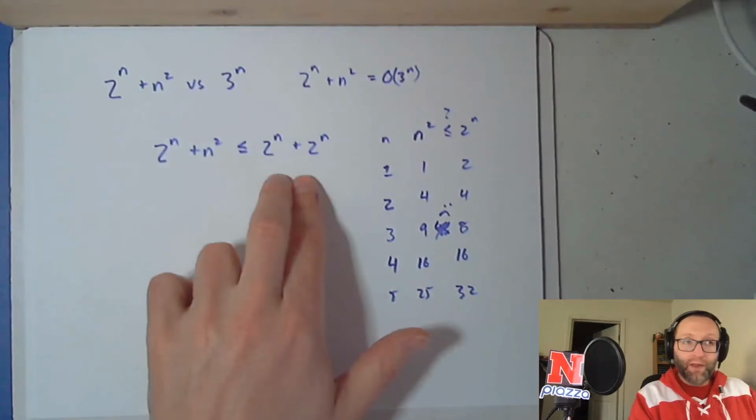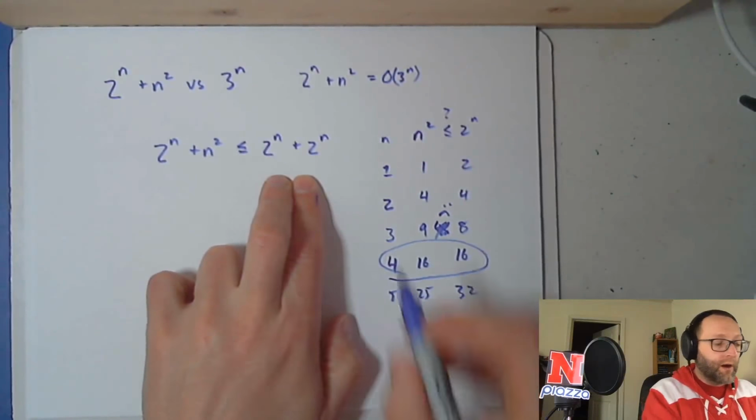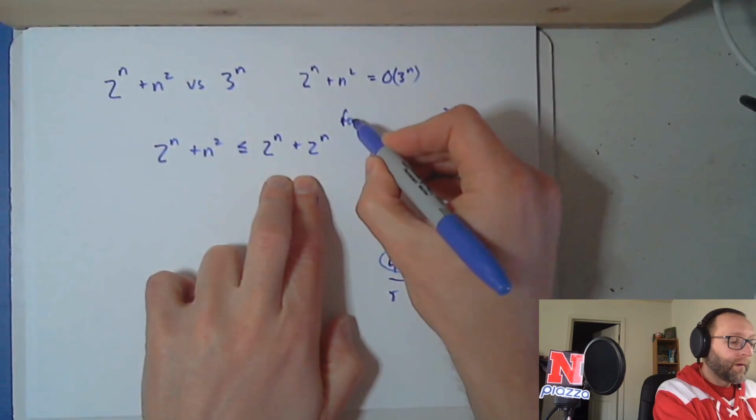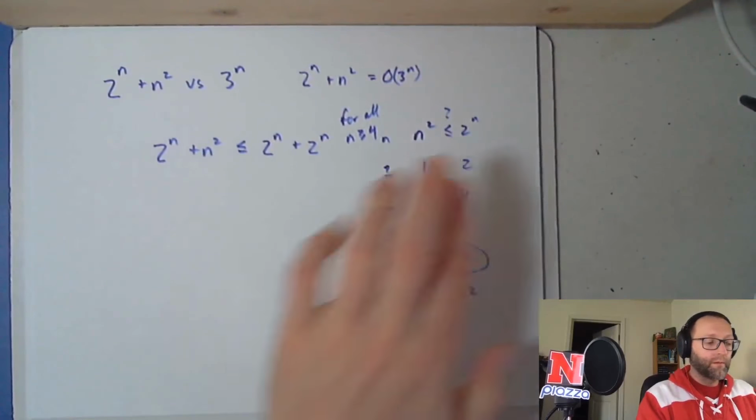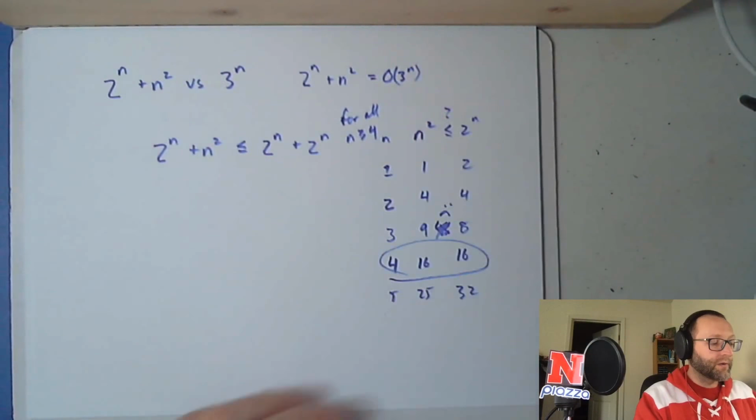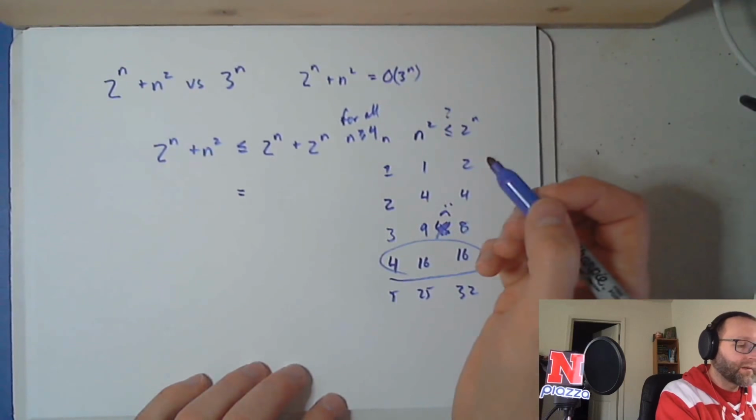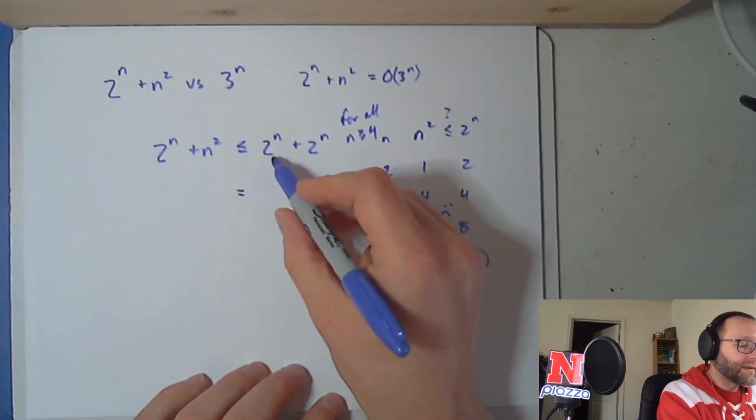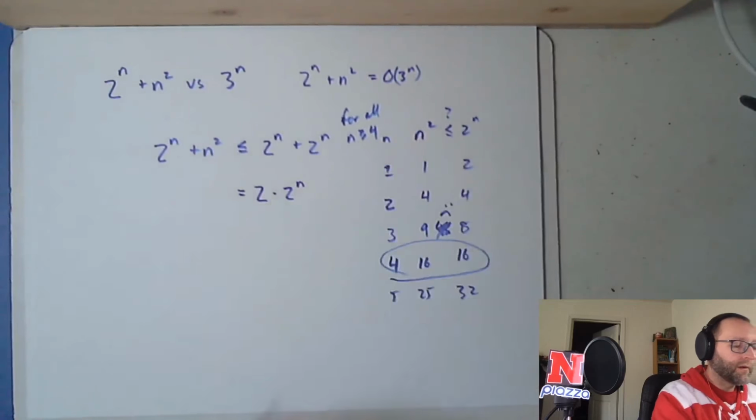So you can write this down. You just have to be very careful about what your n naught is: for all n greater than or equal to 4. So be careful. Don't lose the forest for the trees here. All right, let's collapse these. If this is 2 to the n plus 2 to the n, that's twice 2 to the n.